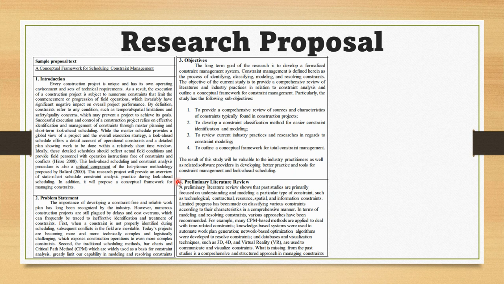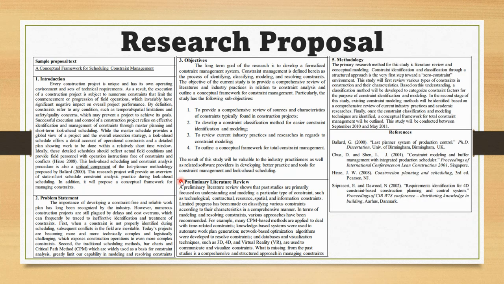This is the preliminary literature review. It is the study of the literature by previous researchers. And the fifth chapter is about the methodology, that is, how will you attain these objectives? Chapter 5 is directly related to chapter 3. And at last, you will include the list of references.